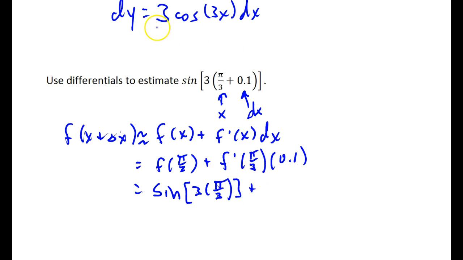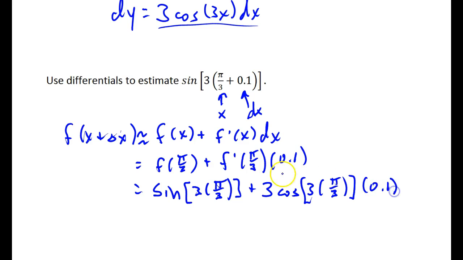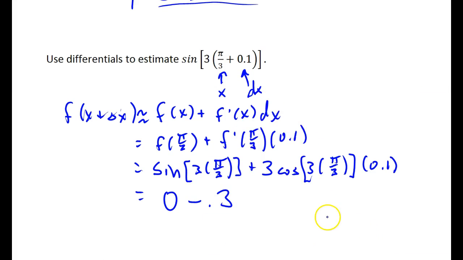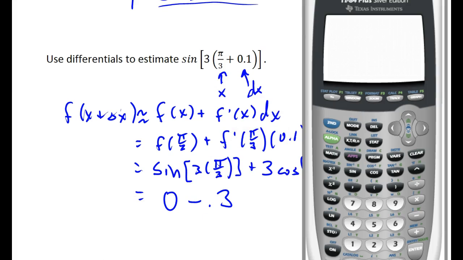F prime of pi over 3, well look, we just found that right up there, right? So it's going to be 3 cosine of 3 times pi over 3, and then we multiply by dx. Well, that's sine of pi, which is 0, and cosine of pi is -1, times 3 is -3, times 0.1 is -0.3. Now, this is just an approximation, okay? It's not the exact change in y if we added 0.1 to pi over 3.